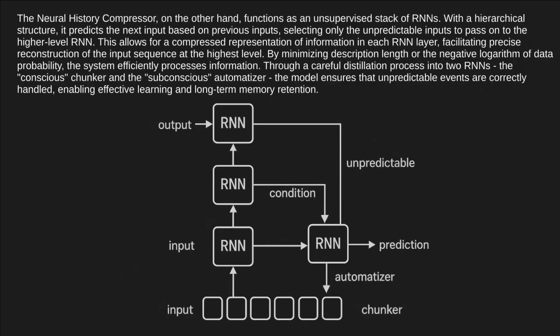The neural history compressor, on the other hand, functions as an unsupervised stack of RNNs. With a hierarchical structure, it predicts the next input based on previous inputs, selecting only the unpredictable inputs to pass on to the higher-level RNN. This allows for a compressed representation of information in each RNN layer, facilitating precise reconstruction of the input sequence at the highest level. By minimizing description length, or the negative logarithm of data probability, the system efficiently processes information. Through a careful distillation process into two RNNs, the conscious chunker and the subconscious automatizer, the model ensures that unpredictable events are correctly handled, enabling effective learning and long-term memory retention.